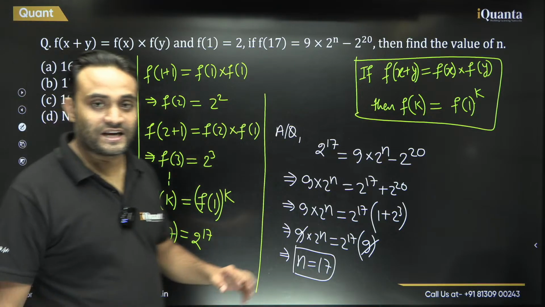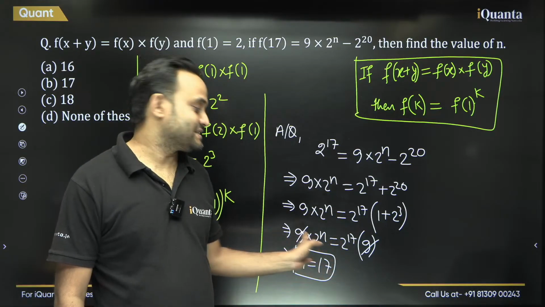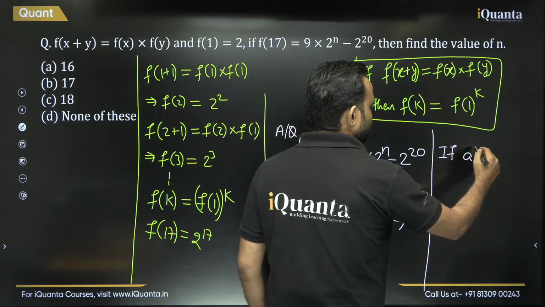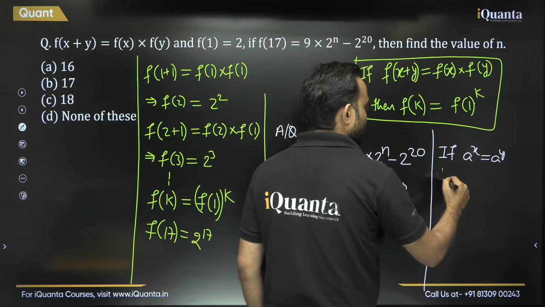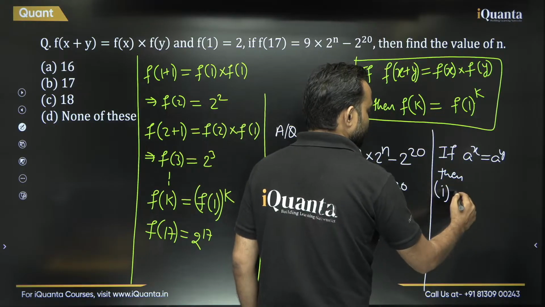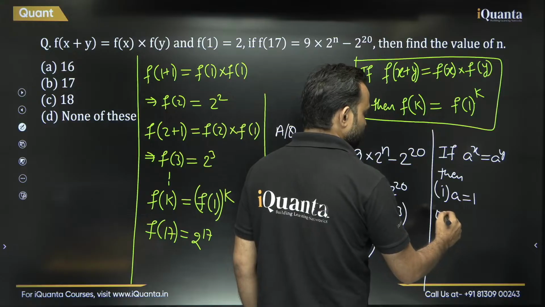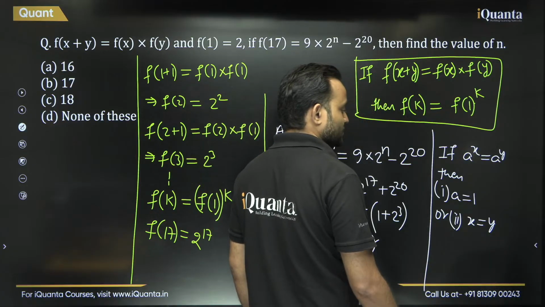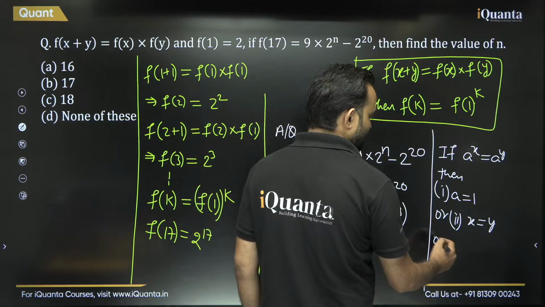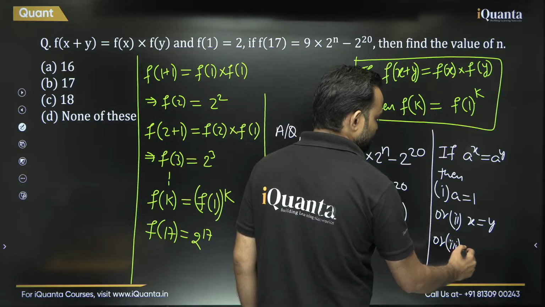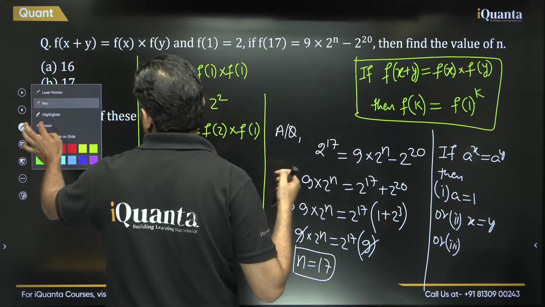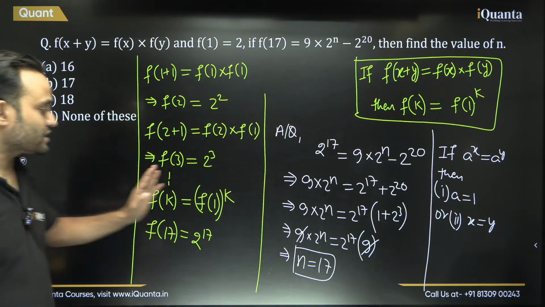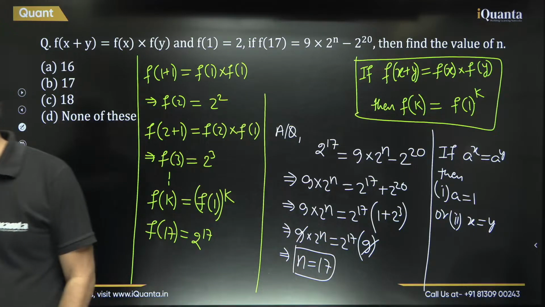2 also cancelled nahi. Base is same, that's why n is equal to 17. If a to the power x is equal to a to the power y, then either a is equal to 1, or second case, x is equal to y, है ना. और अगर इन दोनों में से कोई भी सही नहीं है, तो x is equal to y तो होगा ही, ठीक है. Either a is equal to 1 but a is not equal to 1, so n is equal to 17, ठीक है.